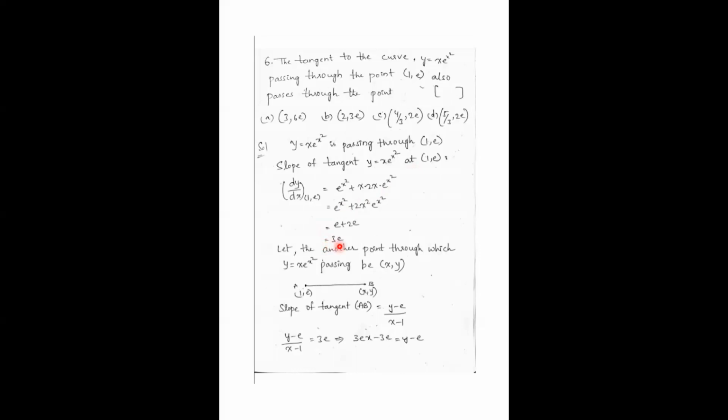Now let this be the tangent of the given curve. Let these two be the points on the tangent. We are given the point (1, e) already, and we have to find this unknown point (x, y). So the slope of the tangent is equal to (y minus e) by (x minus 1).